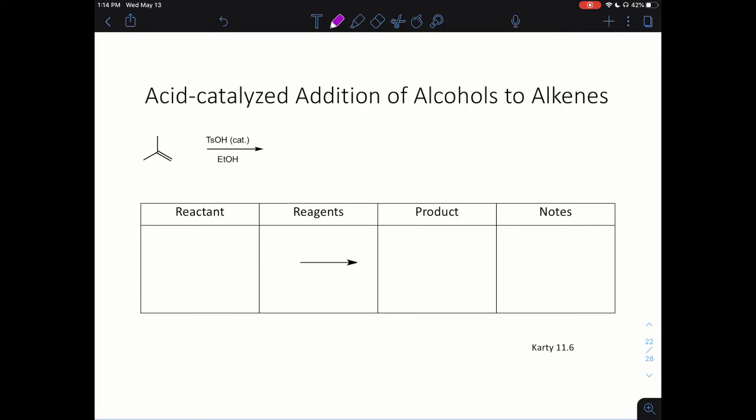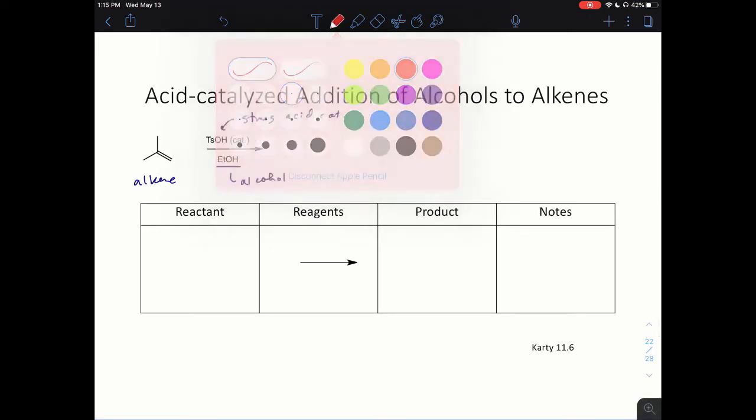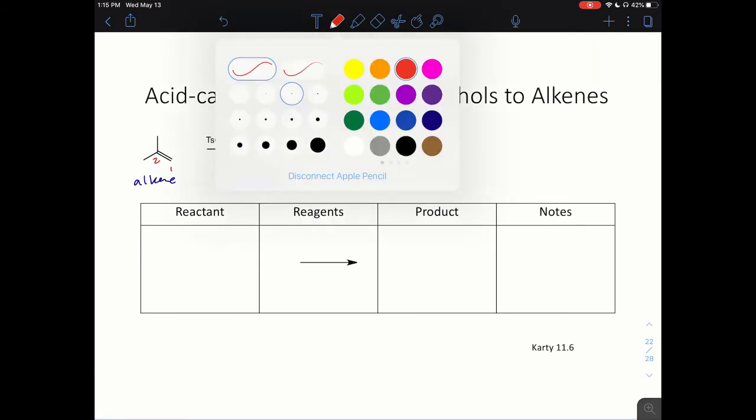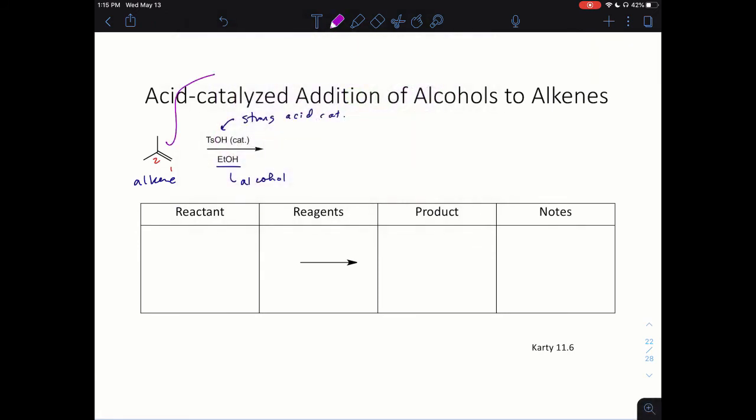I'm going to show you two more reactions, but they're basically the same. So this is acid-catalyzed addition of alcohols to alkenes. So we have an alkene, we have a strong acid catalyst, just like we did for the hydration, and then we have an alcohol. And the alcohol here will act in place of water. So everyone, seriously, for reals, pause now and try yourself. Please, please. Last chance.